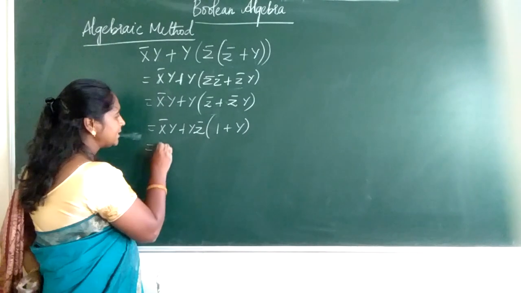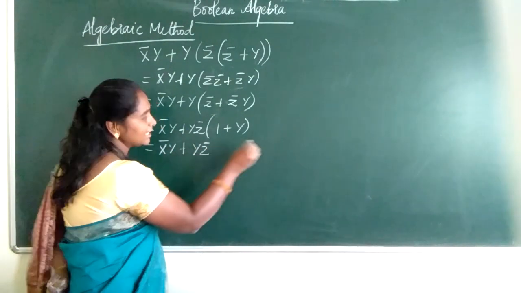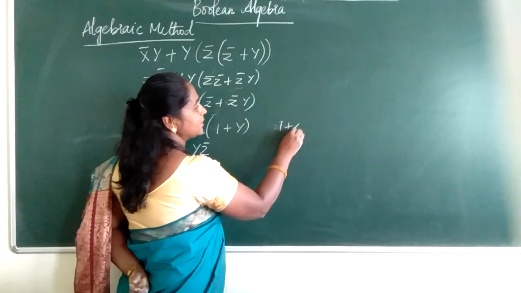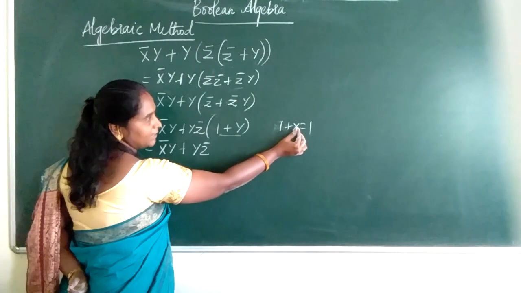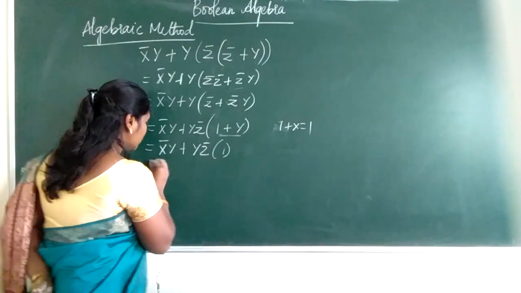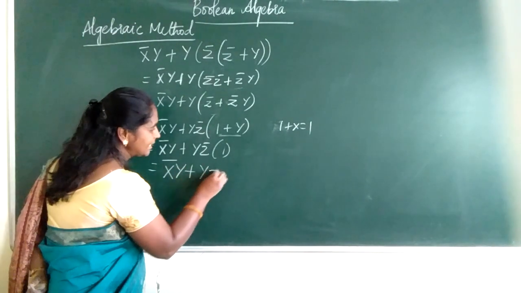So here x bar y plus y z bar. This is nothing but, according to the properties of zeros and 1, 1 plus x is equal to 1. So here 1 plus y, instead of x it is y, so it is 1. So you get the expression x bar y plus y z bar.